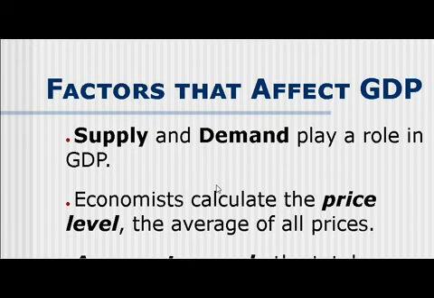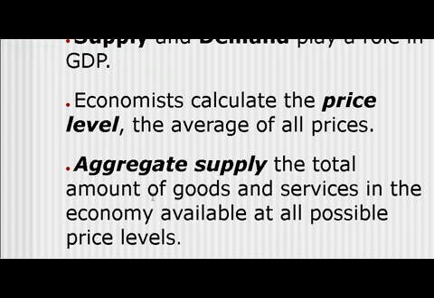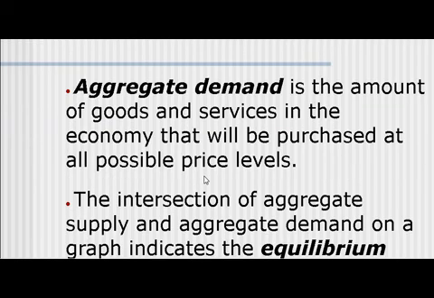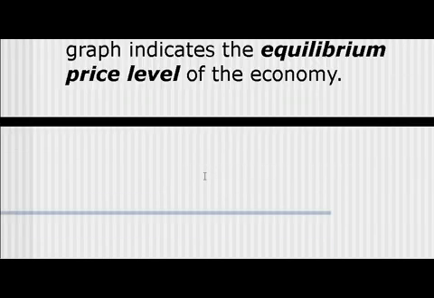So factors that affect GDP, supply and demand play a role in GDP. Economists calculate the price level, the average of all prices. Aggregate supply. So alam niyo na naman siguro kung ano yung aggregate supply. The total amount of goods and services in the economy available at all possible price levels. Aggregate demand is the amount of goods and services in the economy that will be purchased at all possible price levels. The intersection of aggregate supply and aggregate demand on a graph indicates the equilibrium price level of the economy.